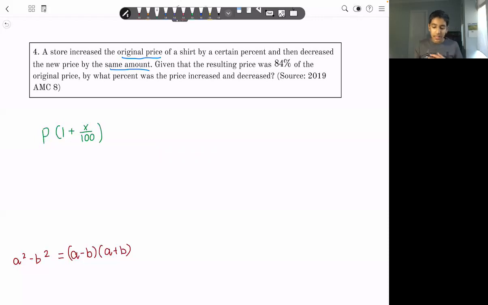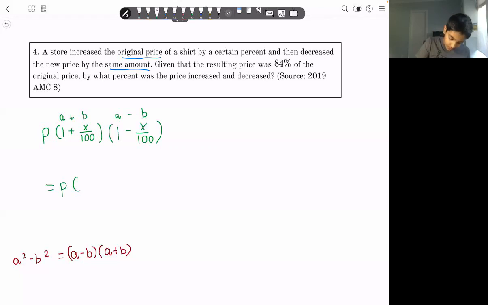And then after that, we reduce it by that same x%. So if you reduce it by x%, we're going to be multiplying by 1 minus x over 100. The reason we multiply is we're taking that percentage reduced off the increased price. And we can multiply this out. We get p times, and here's where the factorization comes into play. We have a plus b, and then we have a minus b here. So that's where the factorization comes into play.